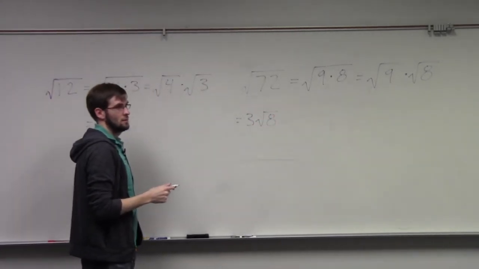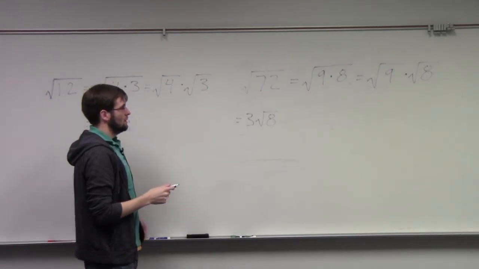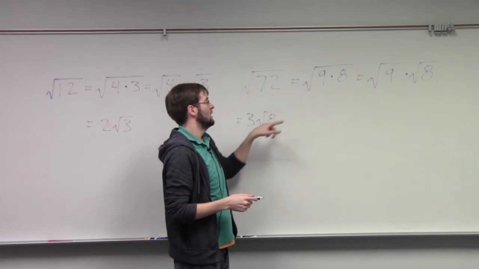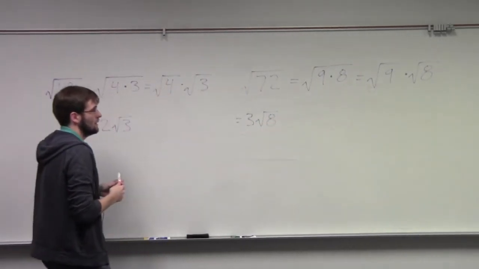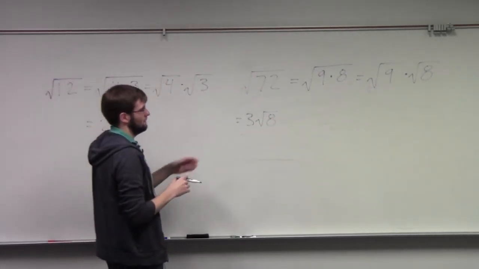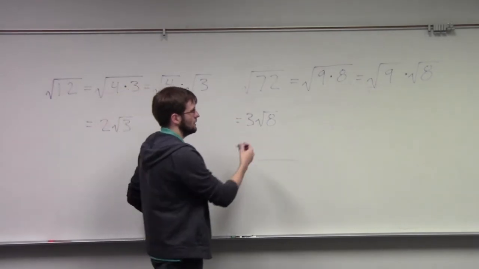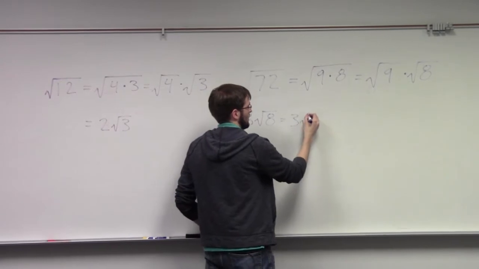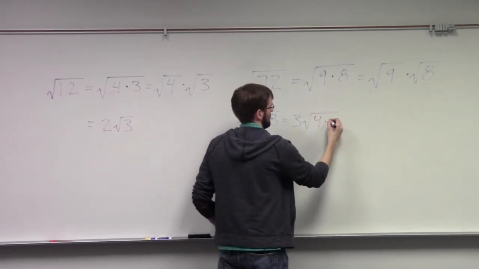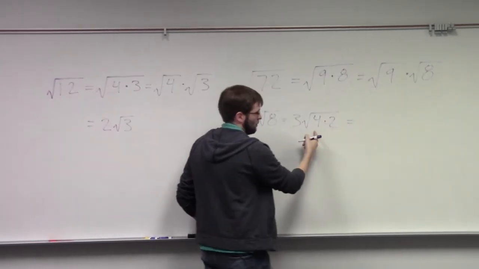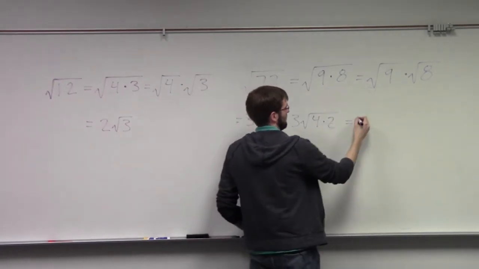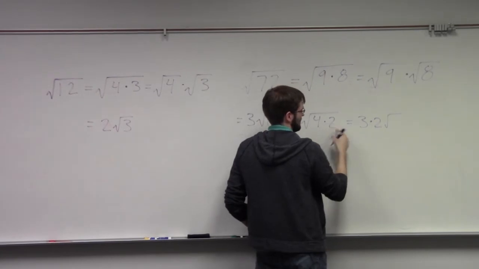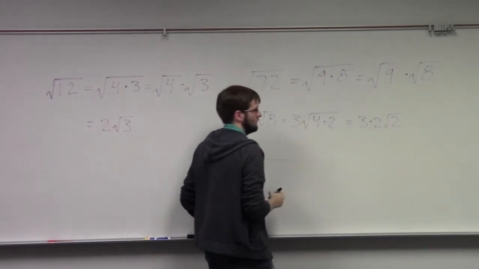Am I done? No, I have to keep breaking this 8 down. That means there was a bigger perfect square I could have taken out instead of using 9. And that's okay if we don't get it the first time, because now I can still just keep breaking this down. What does 8 break down into? That's right, 4 times 2. And the square root of 4 is 2. So I have 3 times 2 on the outside, and this lone 2 left on the inside.